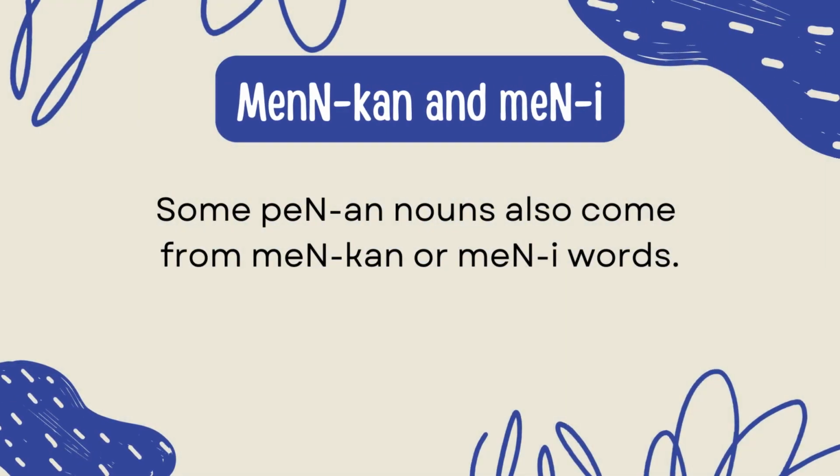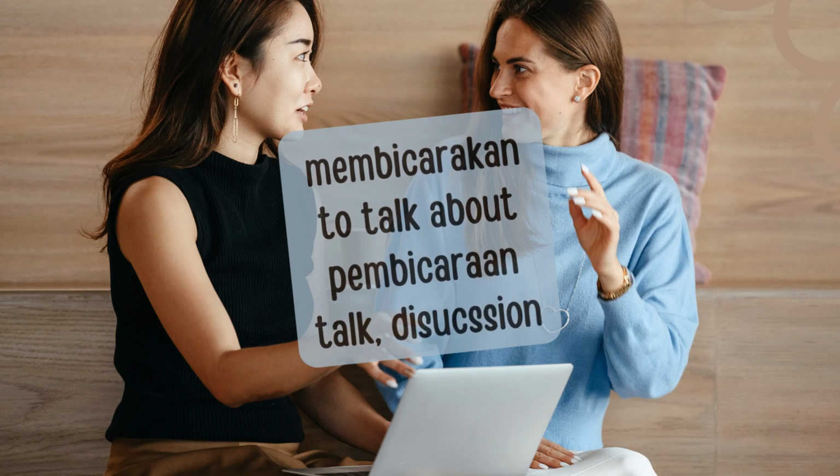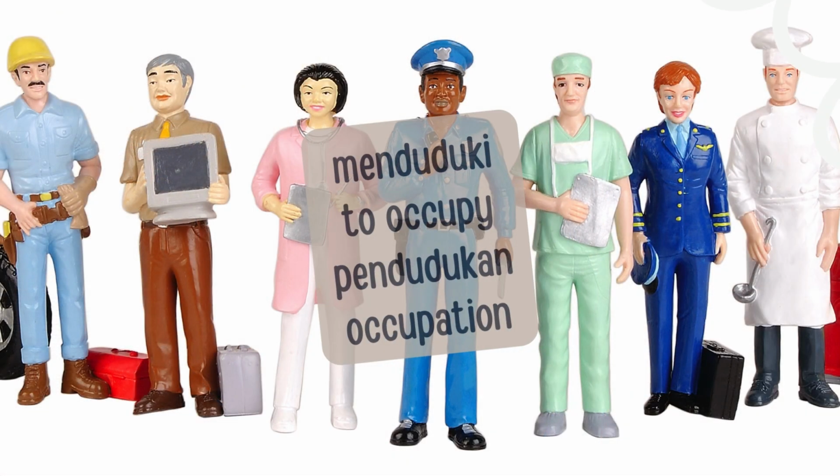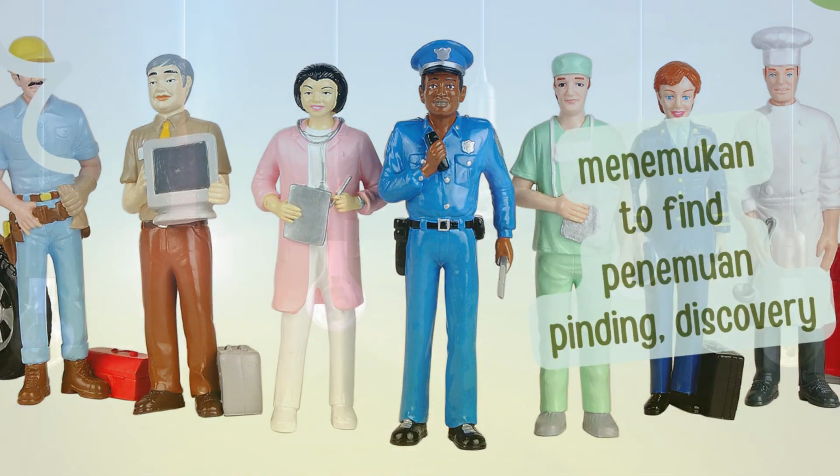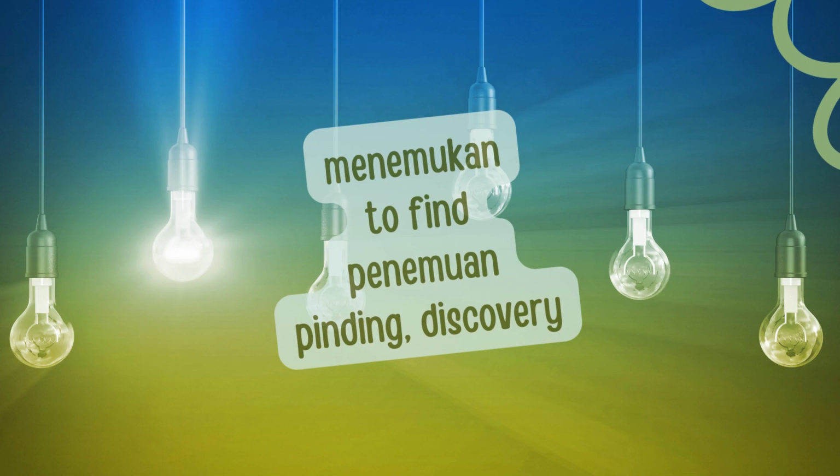Meng-kan and meng-i. Some pen-an nouns also come from meng-kan or meng-i words. Membicarakan, to talk about. Pembicaraan, talk, discussion. Menduduki, to occupy. Pendudukan, occupation. Menemukan, to find. Penemuan, discovery.